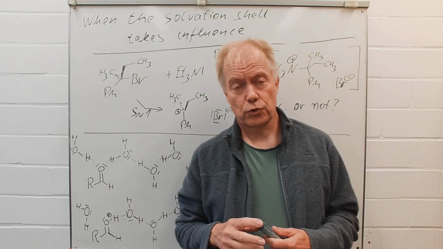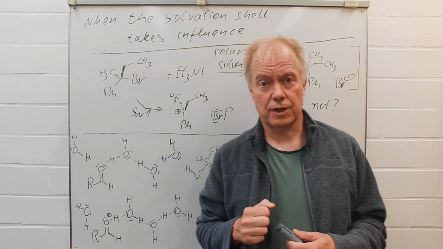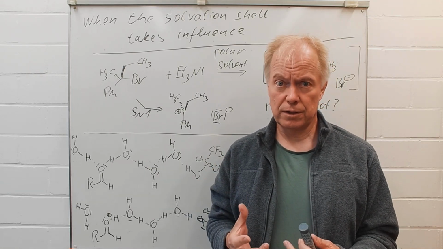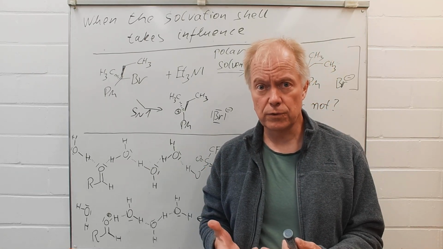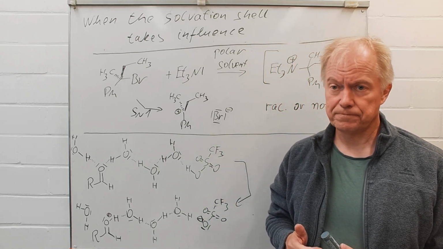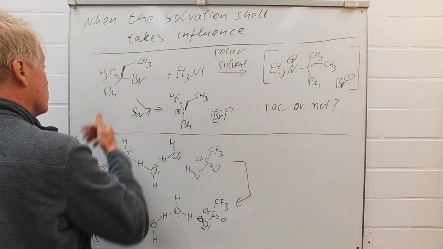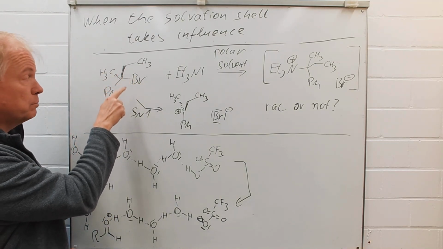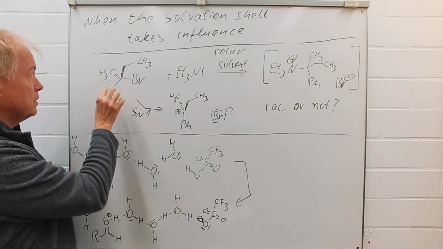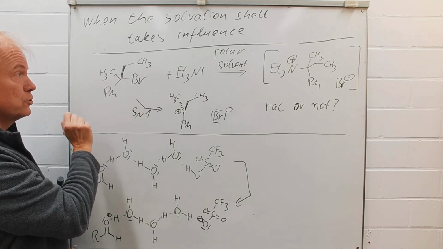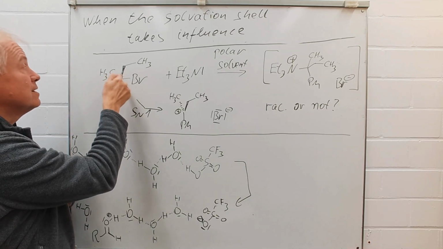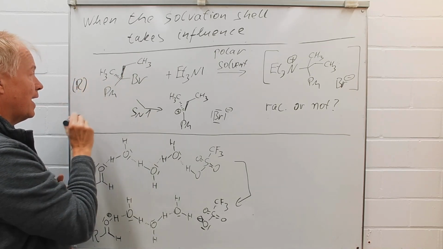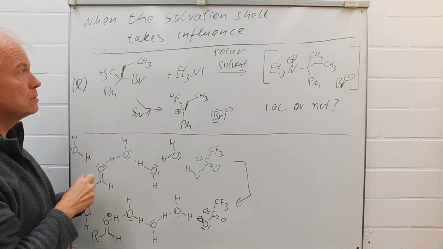In today's tutorial, we will discuss two examples where the solvation shell takes a profound influence on a reaction. First example: here we have a tertiary bromide, in a benzylic position. It is an enantiomer with A configuration.